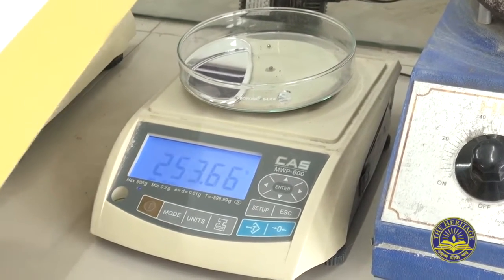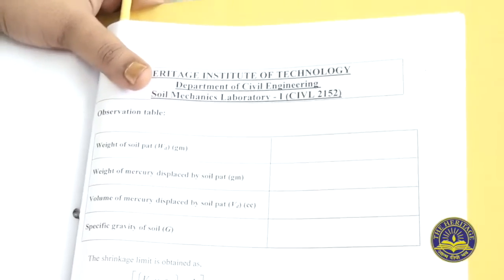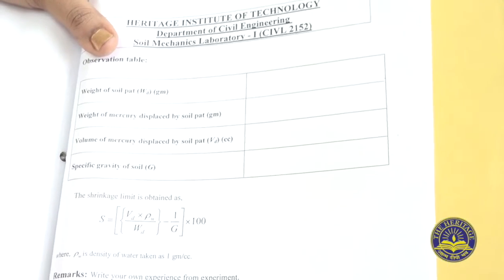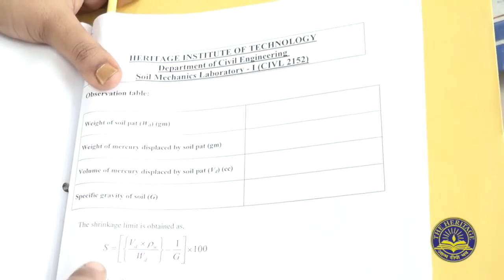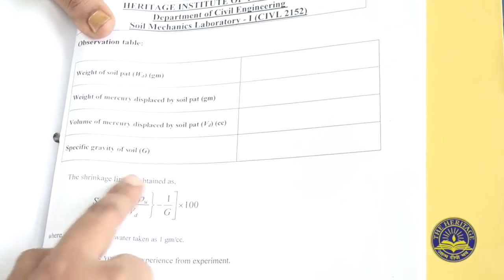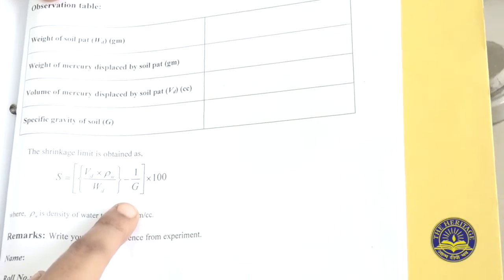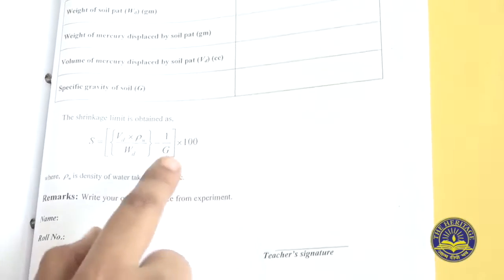Now we put all these values accordingly in this table. Specific gravity of soil is taken as 2.6. Now calculate using the formula, calculate the value and find out the shrinkage limit of the soil sample.